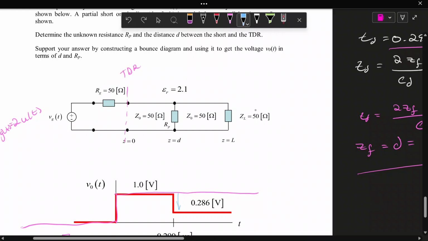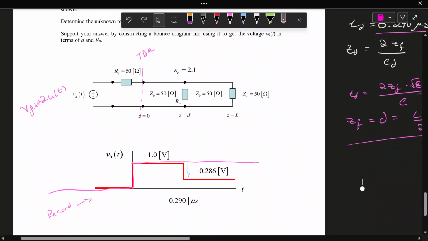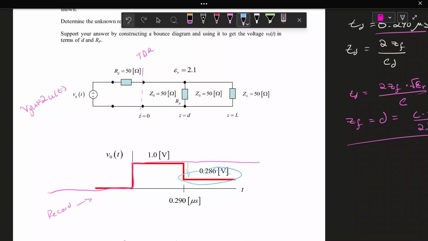Is there a reflection at the load? No, there's not a reflection at the load. So where must there be a reflection? Well, there has to be a reflection here between this parallel resistance and this characteristic impedance. There has to be, because how else would the voltage drop?